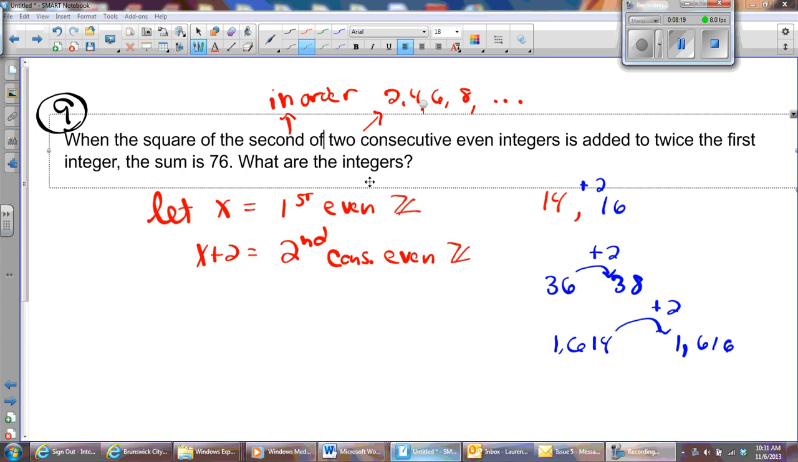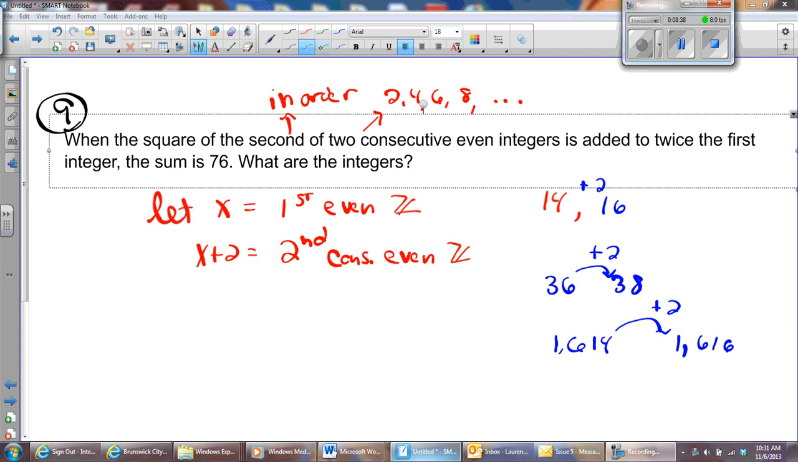Okay, and I fixed that typo, sorry about that. I think it's just mine. I think on your worksheet it says, okay, when the square of the second. So it's no problem, your worksheet has the right problem, but I typed it wrong making the video. So I apologize for that. Okay, sorry. So I need the square of the second.